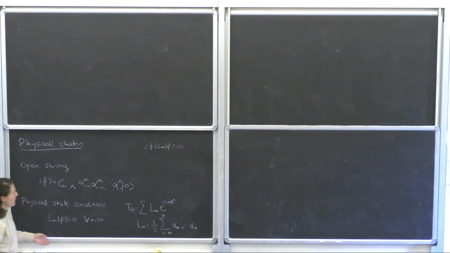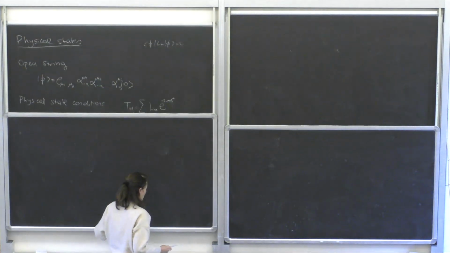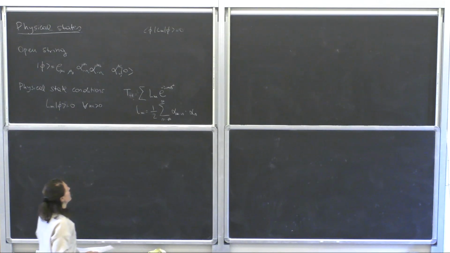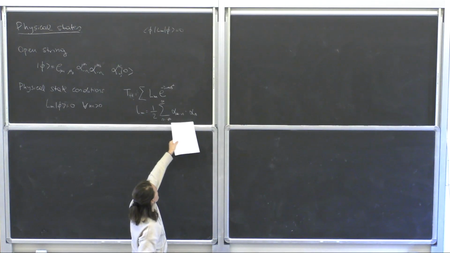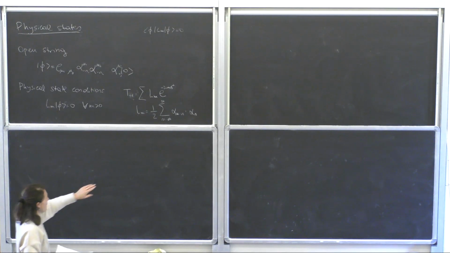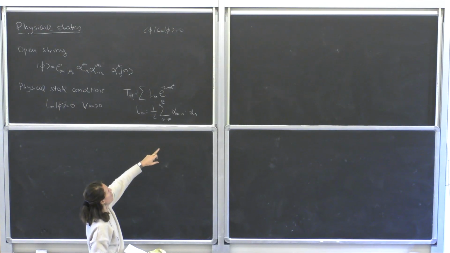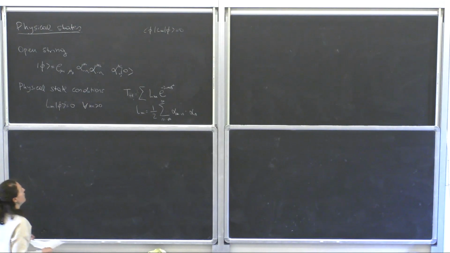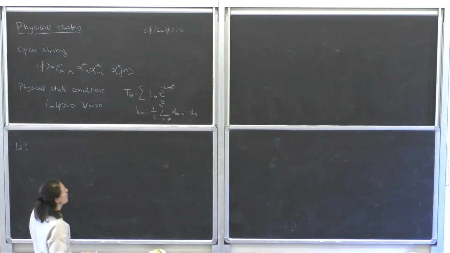And let's see what happens with L0. So when m is not 0, alpha m minus n commutes with alpha n, so you can put these two in the order that you want. But when m is equal to 0, these do not commute. So we have to be more careful. The question is, what is L0 and what happens with these commutators?